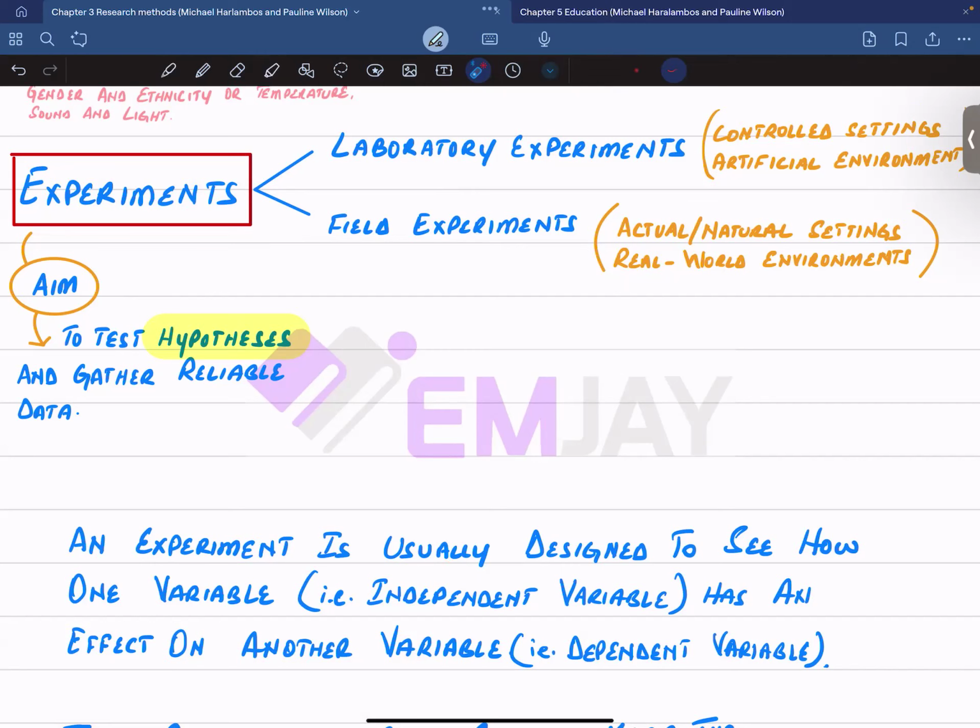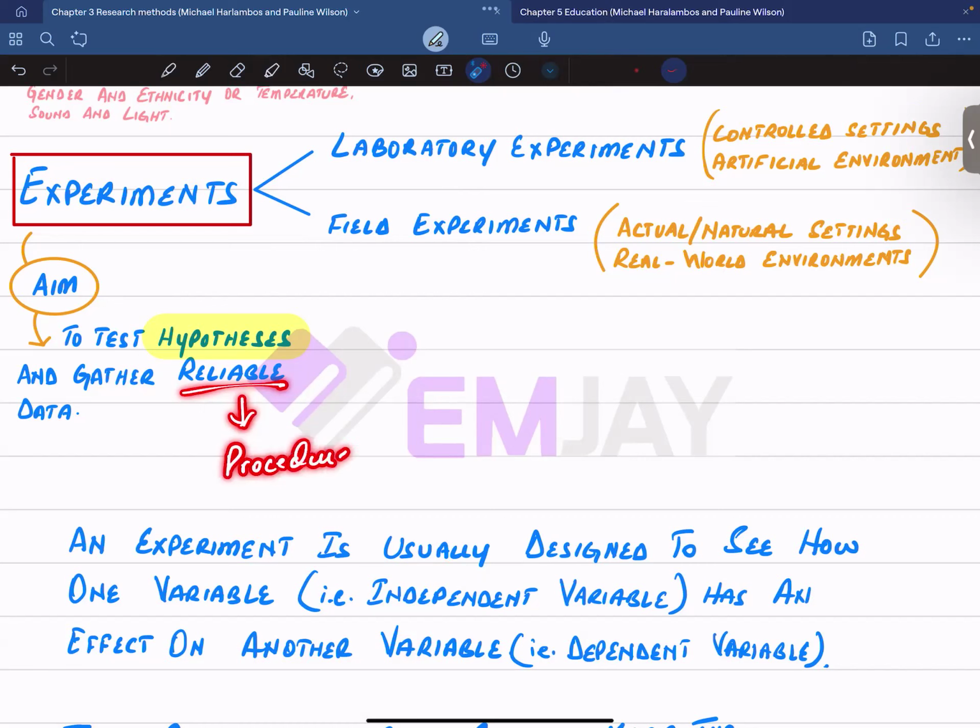If there's one hypothesis, you would spell it like this. And if there are multiple, the plural is hypotheses. So experiments are used to test hypotheses and gather reliable data. Reliable, or in other words, constant data. How is it that we say that we'd be able to gather constant or reliable or consistent data? We'd be able to do that by ensuring that the procedure that is being followed in our experiment is standardized.